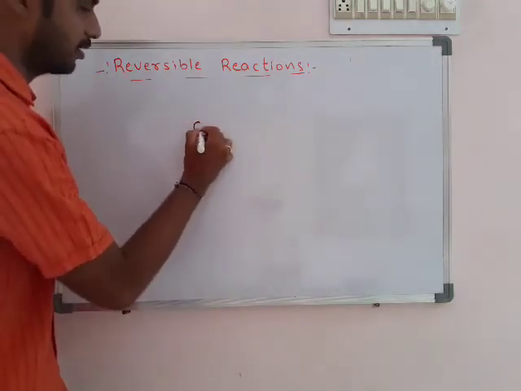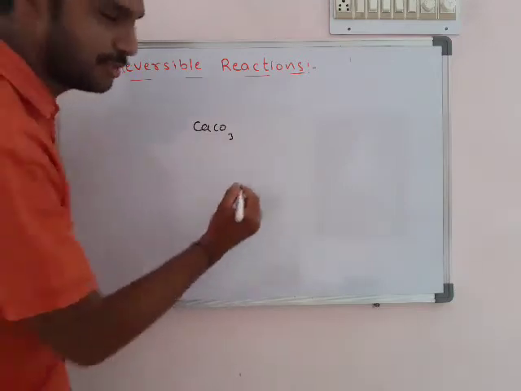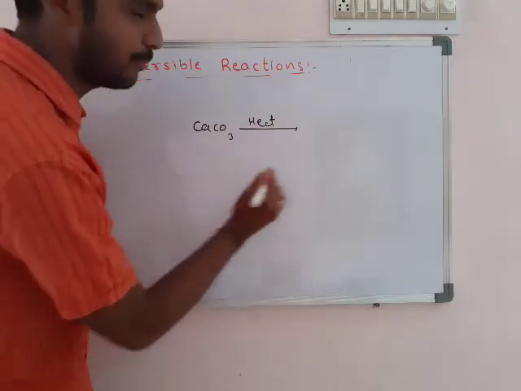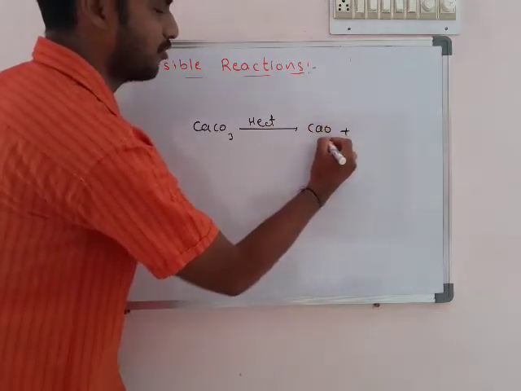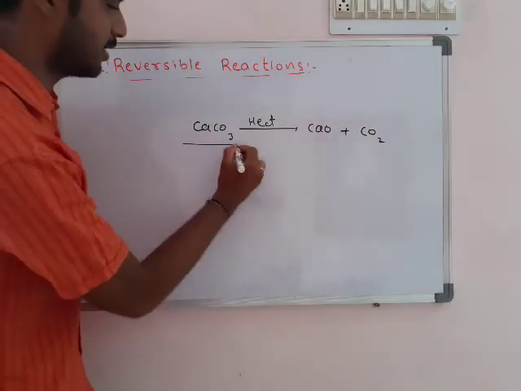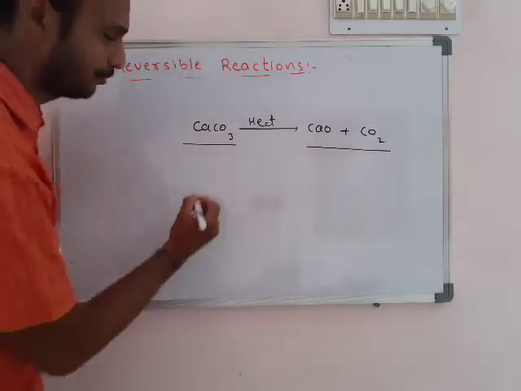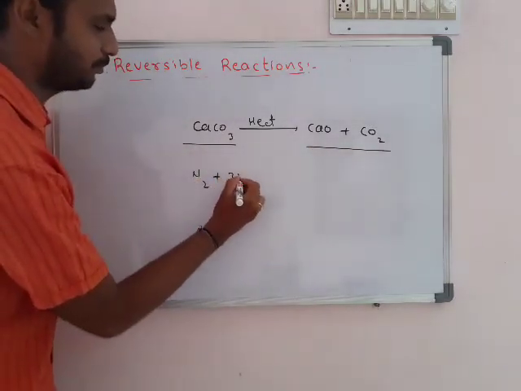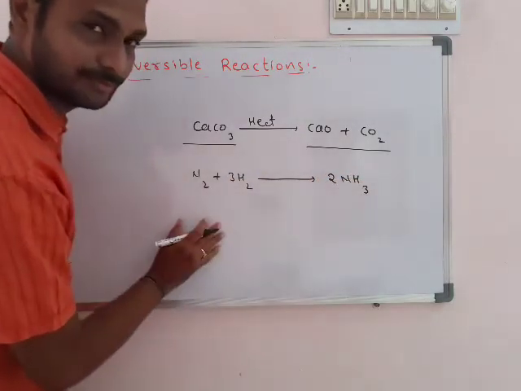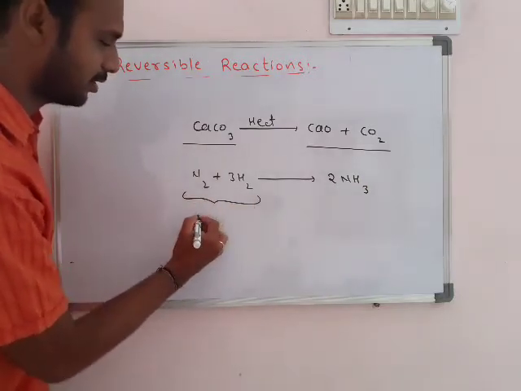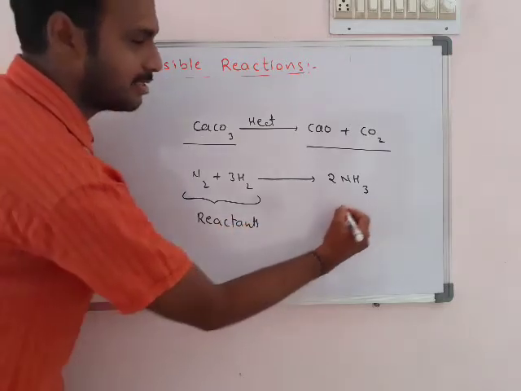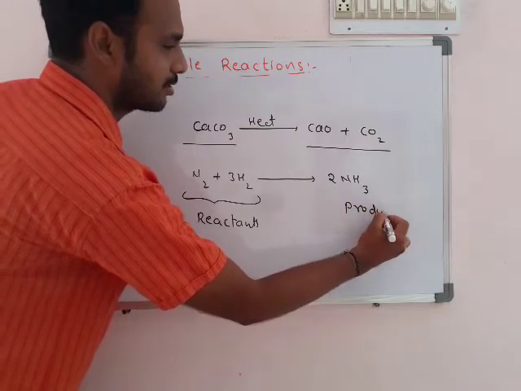On heating this calcium carbonate, we know that there is a formation of calcium oxide and carbon dioxide. So this is the reactant, this is the product. For example, N2 plus 3H2 gives 2NH3. Here, these are treated as reactants, and these are treated as products.